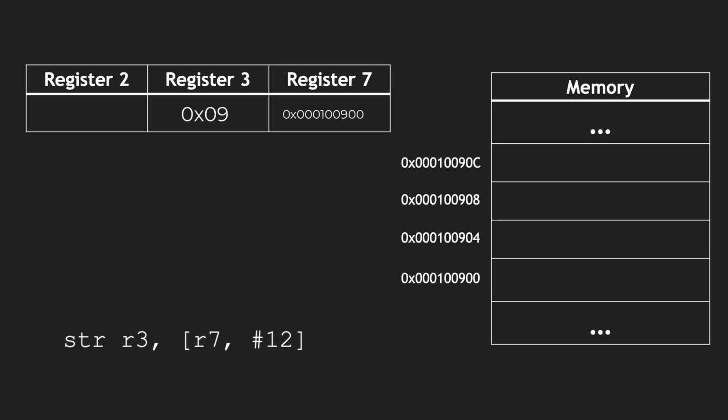This is the store instruction. What we're doing is taking a value in a register and storing it into a place in memory. So in our case, we're writing the value stored in register 3 into a place in memory referenced by register 7.